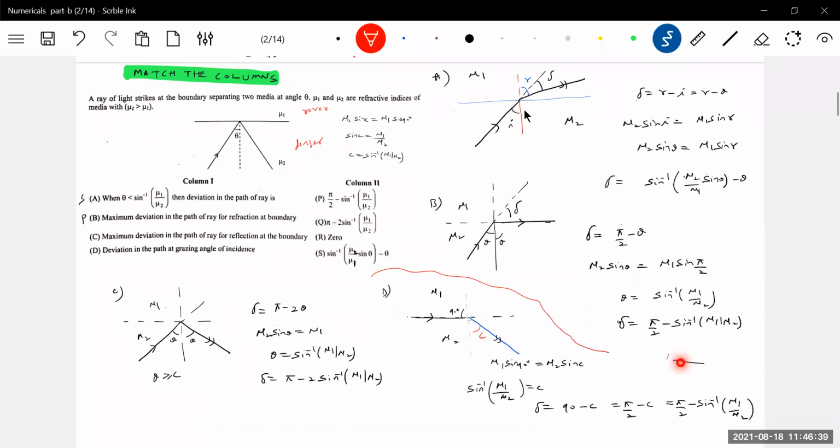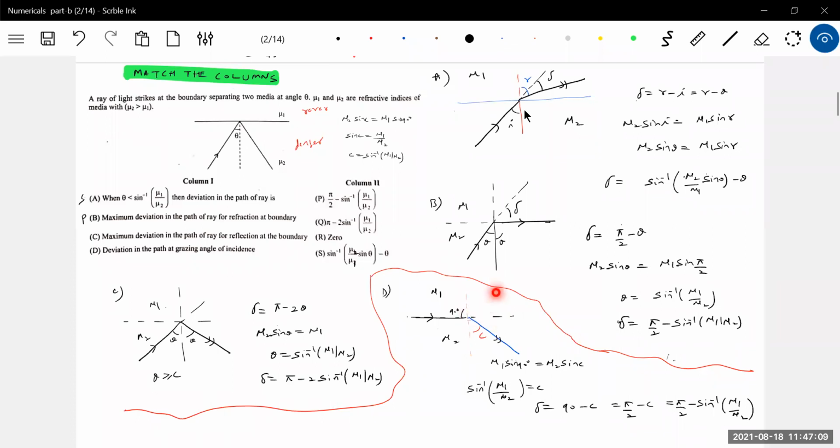Unmute and talk, no? What you type, I may not be able to understand. Sir, if we take mu2 sine 90 equal to mu2 sine c, we'll get the option. Grazing incident is telling, so you are not sending along the normal, no? This is a normal. For normal, you define with respect to normal. This is a boundary, no?